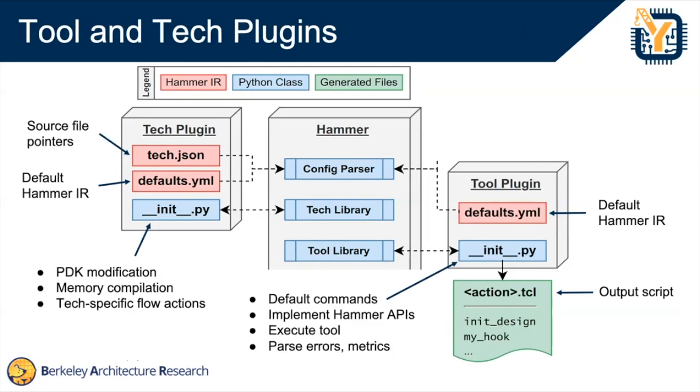And one thing I want to mention here is that these plugins can be swapped out with other ones because all the data interchange happens in the Hammer IR. So for instance, you have two different tool plugins that implement the same synthesis API. In theory, you should be able to swap them out. Although in practice, there can be some specific situations, some specific things you want to do with one tool, but not the other. Hammer also gives you a nice way to encode those special cases.